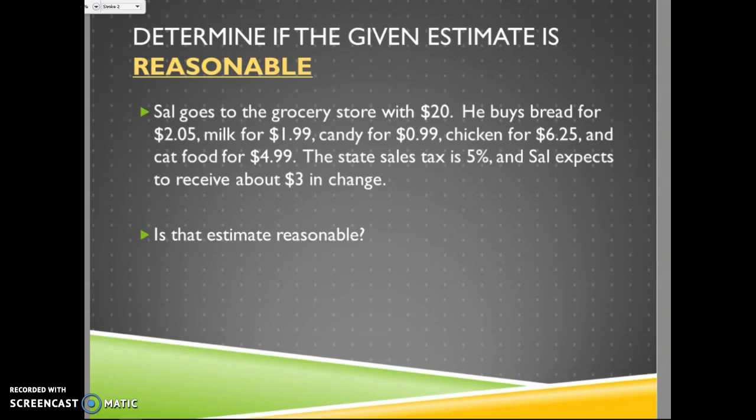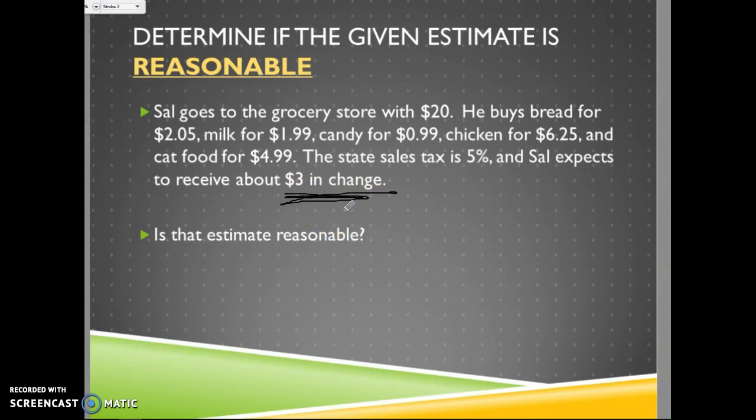Is it reasonable to expect that as an answer? So in this example, Sal is going to the grocery store with a total of $20. And he's buying bread for $2.05, milk for $1.99, candy for 99 cents, chicken for $6.25, and cat food for $4.99. And then he knows that the sales tax is 5%, and Sal is expecting to get about $3 in change. So they want to know, is this $3 and change a reasonable estimate for how much money he should get back?